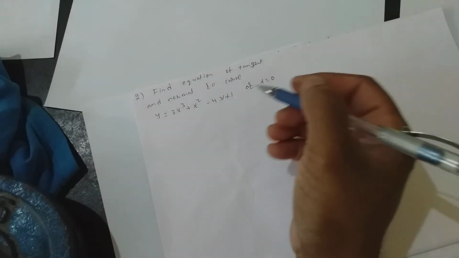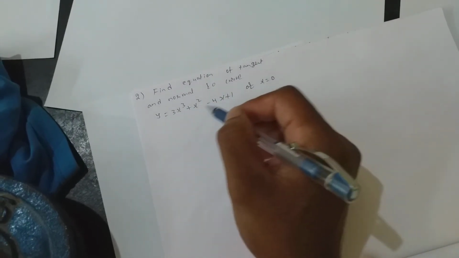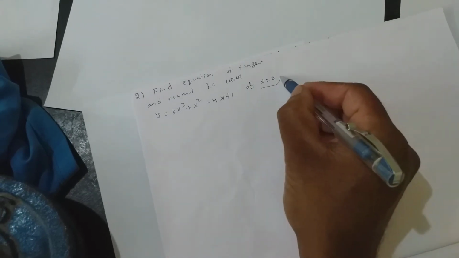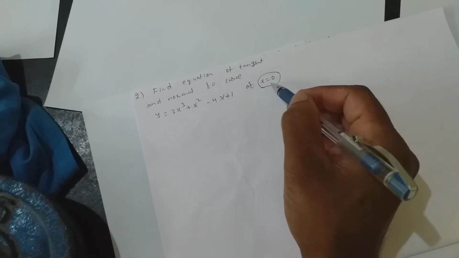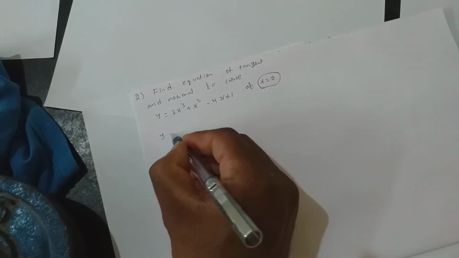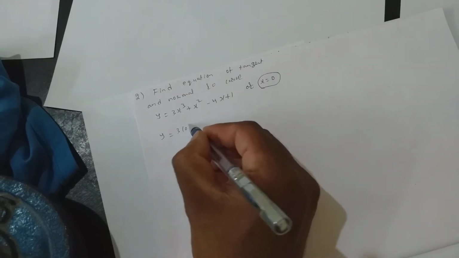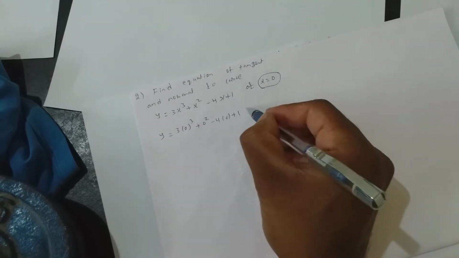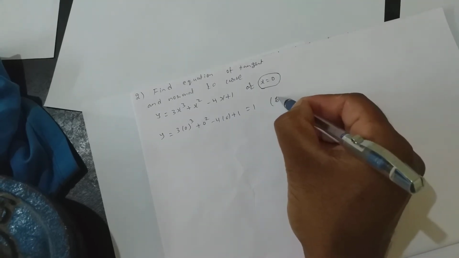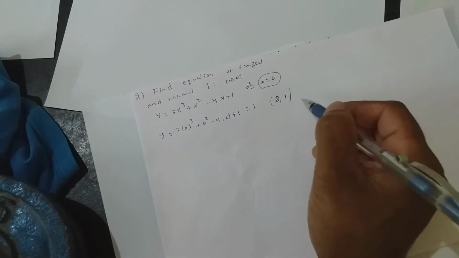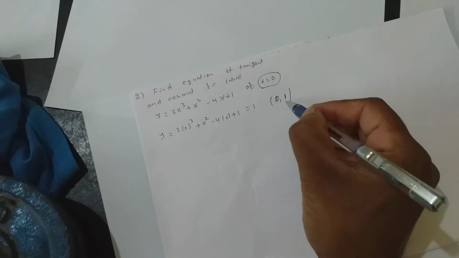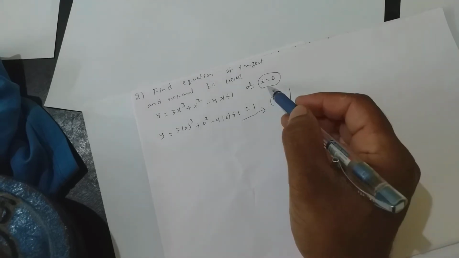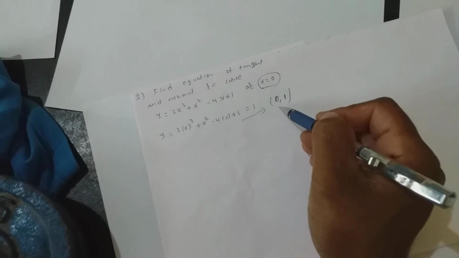Look at next sum. Find equation of tangent and normal to the curve when x equal to 0. Again, he gave me only the value for x. So what will be the value for y? To get the value for y, replace x equal to 0 in this. Minus 4 into 0 plus 1, which I get 1. So at 0 comma 1, I need to find equation of tangent and normal. If the y coordinate is given, then I don't need to substitute and find y. If it is not given, substitute x in this, get y.